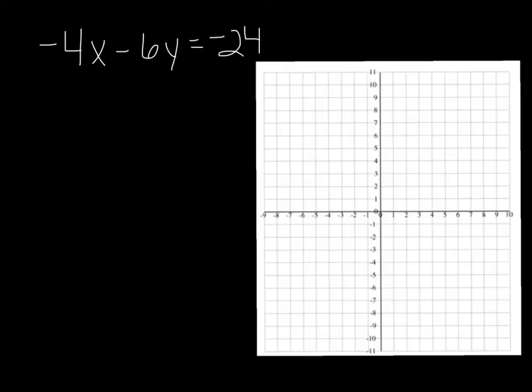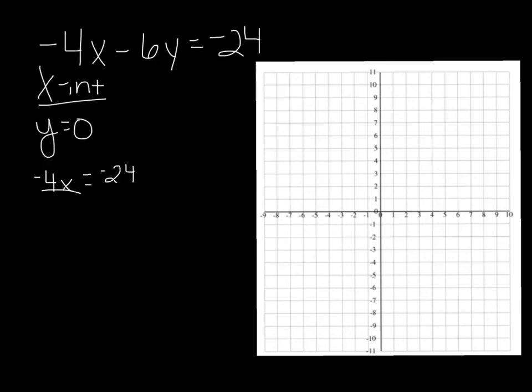All right, and the last one here. So we want to find the x-intercept first. Remember, y will equal 0. So that means that this part right here is going to cancel out because negative 6 times 0 is 0. So we're left with negative 4x equals negative 24. Divide by negative 4, which means x will equal a positive 6, which means your x-intercept is 6, 0.